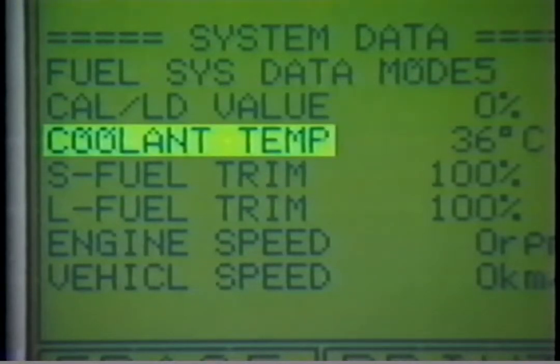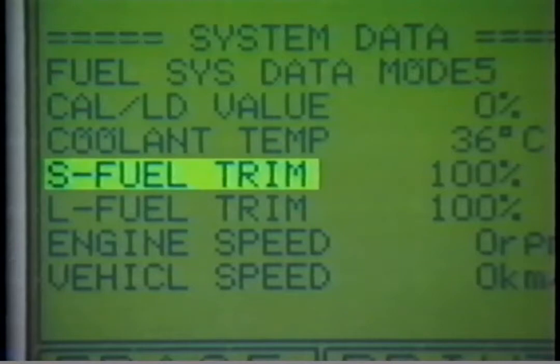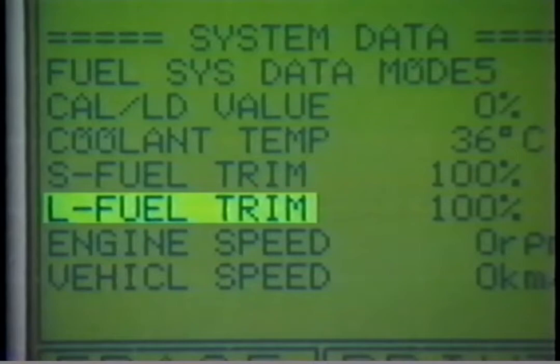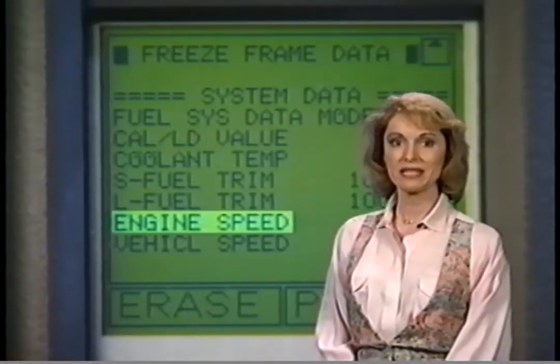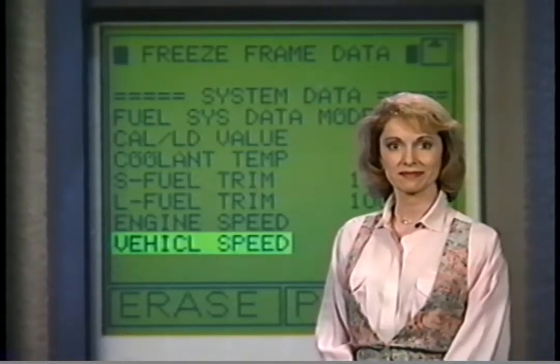Next is coolant temperature data. Short-term fuel trim is a description of how the ECM is adjusting the air-fuel ratio for the short term, expressed as a rich or lean percentage. Long-term fuel trim is a description of how the ECM is adjusting the air-fuel ratio gradually over time, expressed as a rich or lean percentage of the ideal mixture. Then, engine speed and vehicle speed.